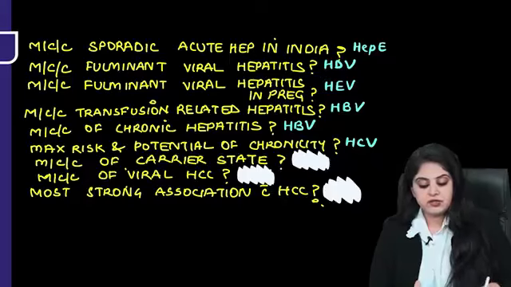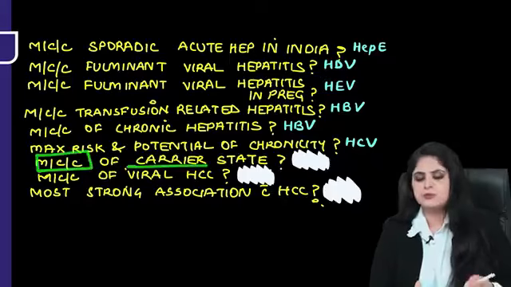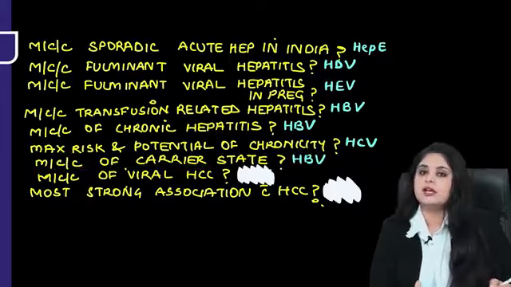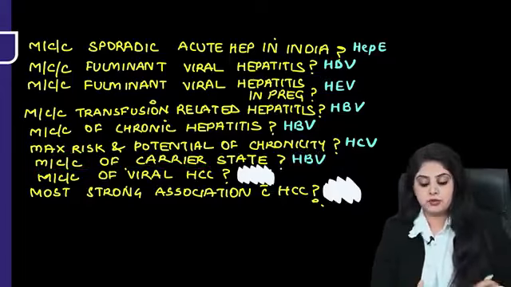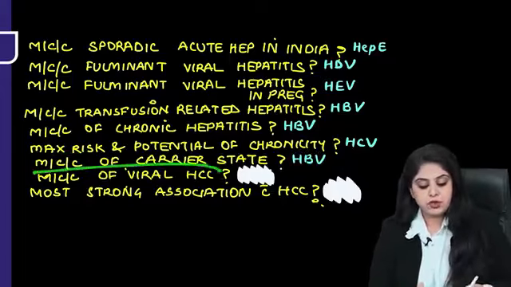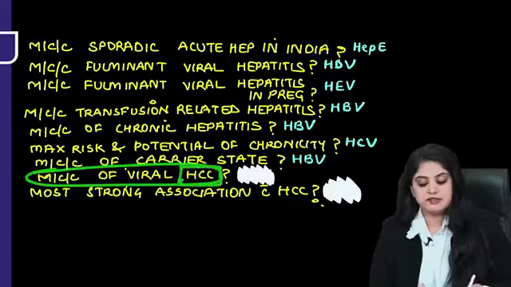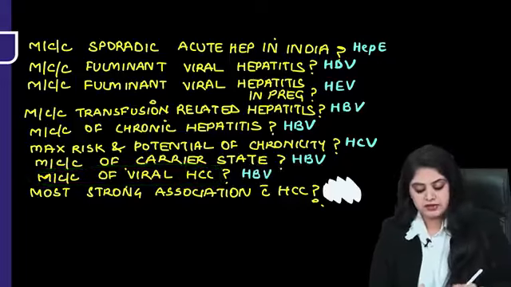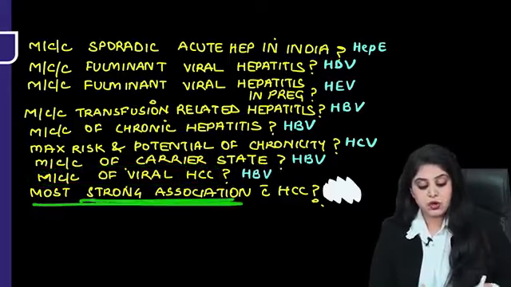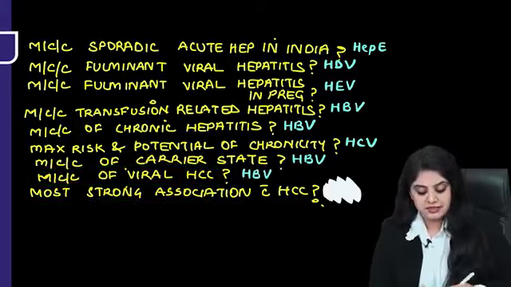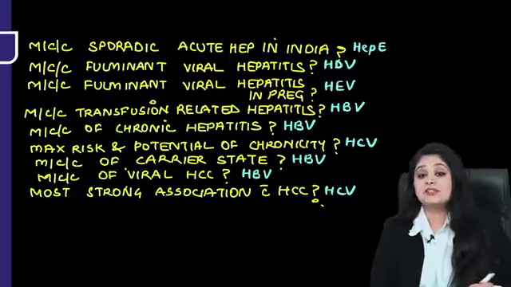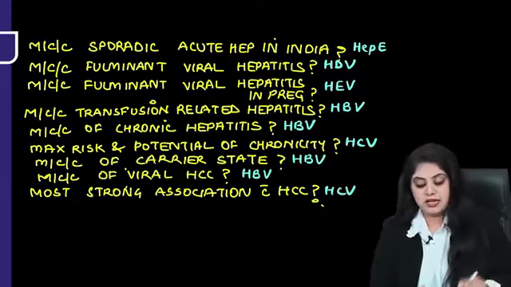Similarly, if I ask you which of them is the most common cause of carrier state, the answer will always be hepatitis B. B is overall most common. Same way, if I ask you the most common viral hepatitis causing cancers, the answer is again hepatitis B. But which has the strongest association with hepatocellular carcinoma? That is going to be hepatitis C.